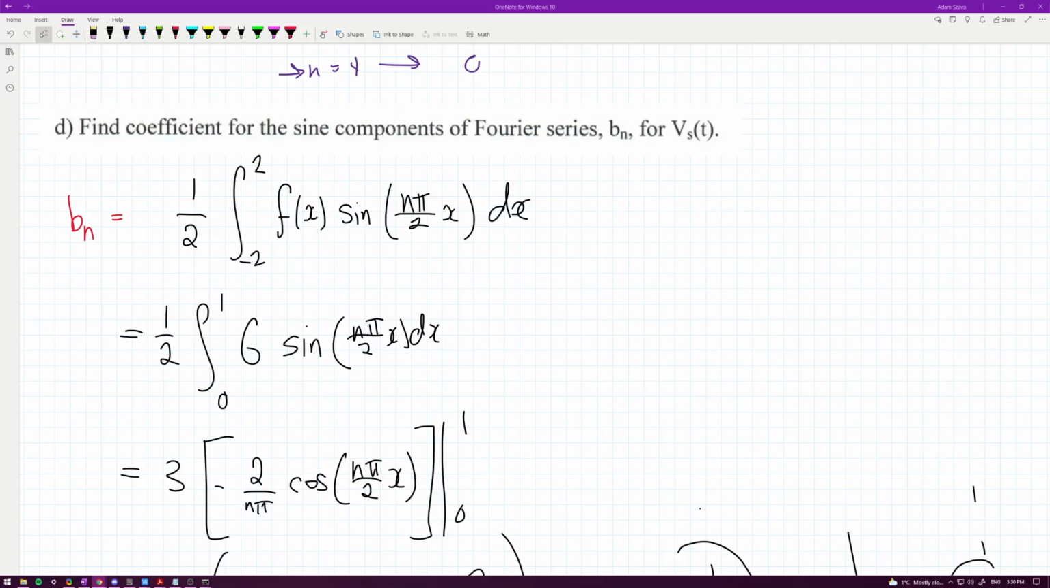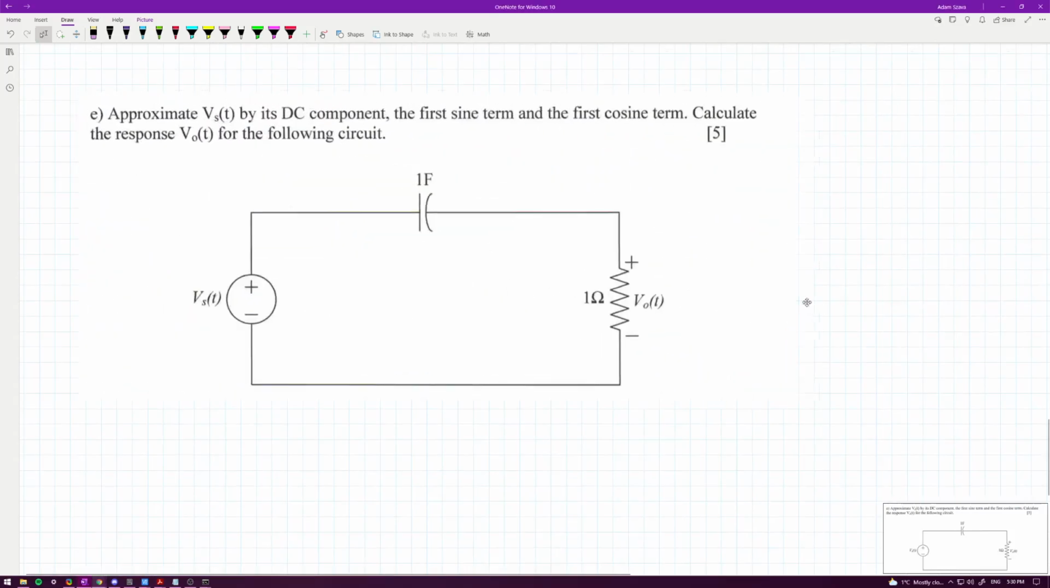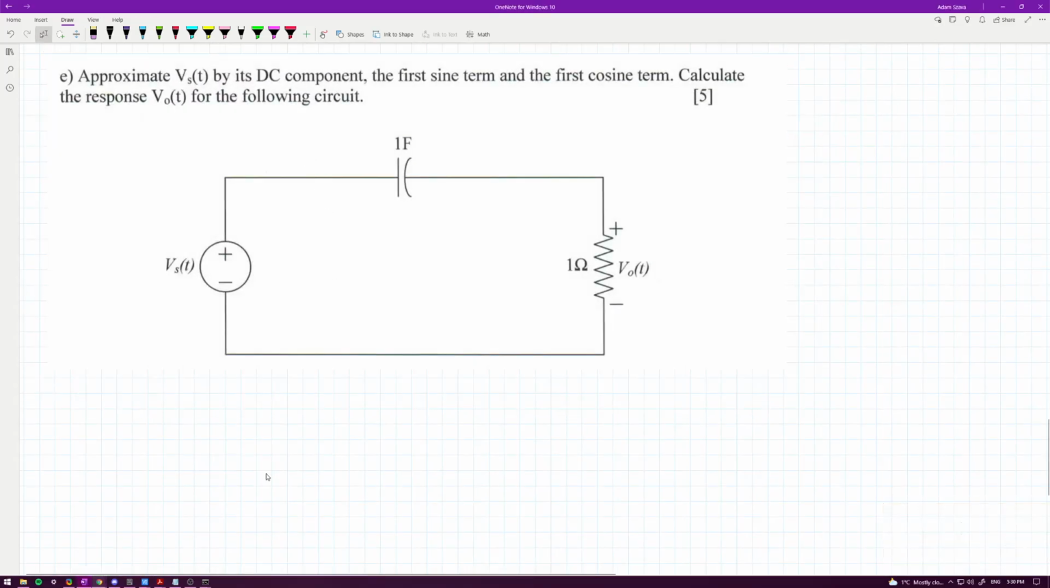Let's try 15. Oh, I lost the page. Okay, so the next part is the actual circuit application. Approximate Vs by its DC component, the first sine term, and the first cosine term. Calculate the response VO of t for the following circuit. Okay, no problem here.